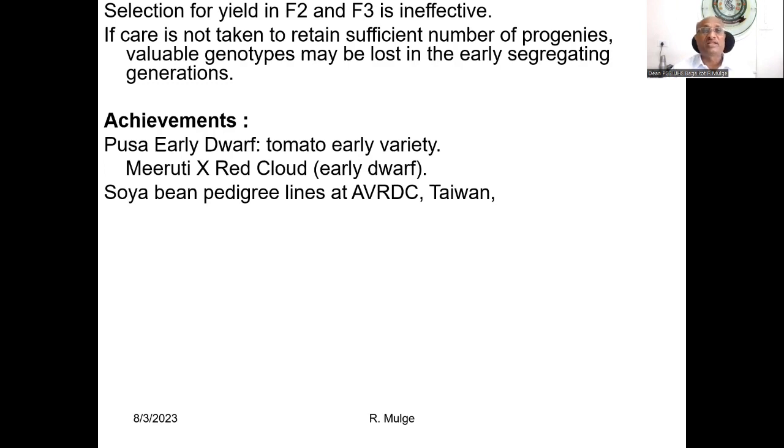The achievements: Pusa Early Dwarf tomato variety was developed by crossing Marutham into Red Cloud, and then selection was made in segregating generations. Soybean pedigree lines have been developed at the Asian Vegetable Research and Development Center, Taiwan. Like that, plenty of examples you can get for varieties developed through pedigree selection. With this, we'll close it.